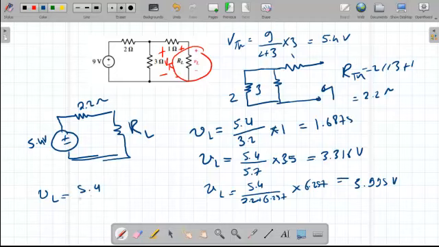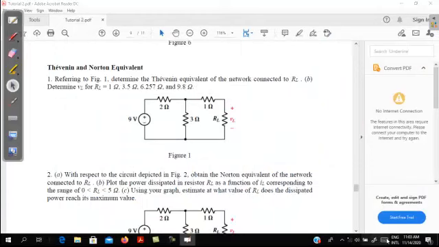The last one, VL, 5.4 over 2.2 plus 9.8, times 9.8, will equal 4.41 volt. So we solved this one. We move to the second one.